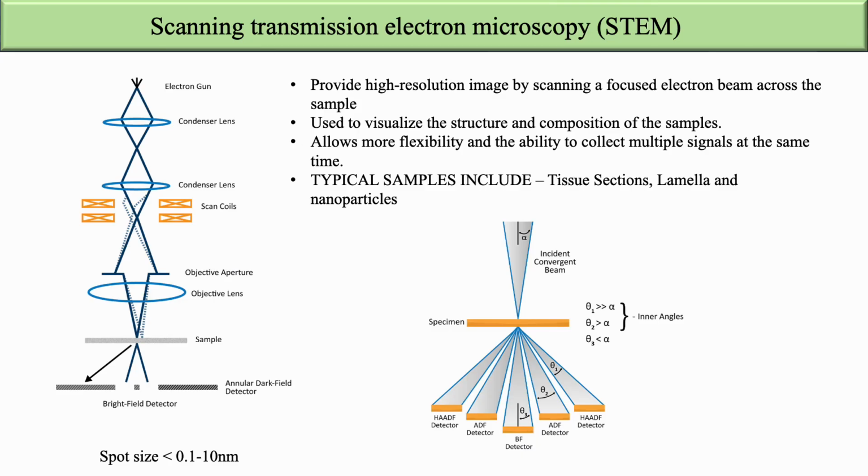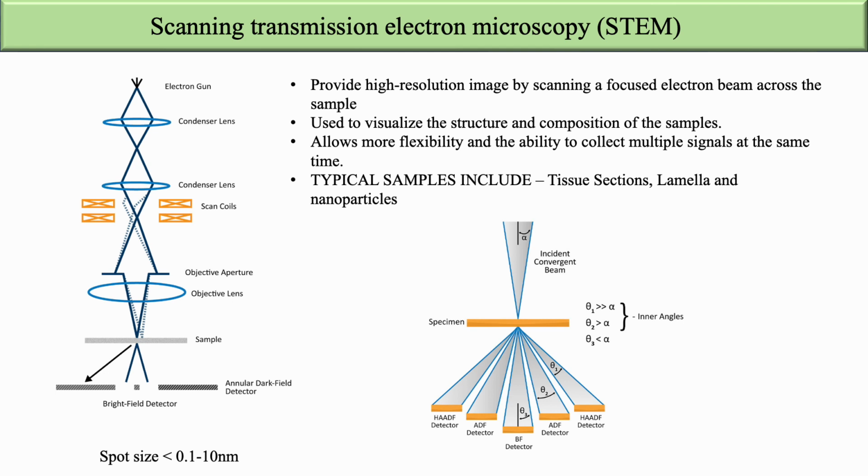Scanning transmission electron microscopy, STEM. In this technique, the electron beam is made to fall on the sample at just one point rather than falling homogeneously on the entire sample, and then this focused beam is scanned all over the sample, therefore giving us multiple signals at the same time. The samples which are used to visualize their structure and their composition are tissue sections, lamella, and nanoparticles.